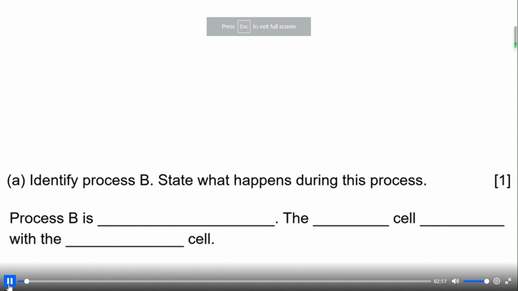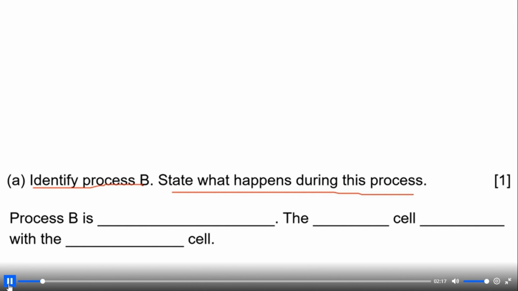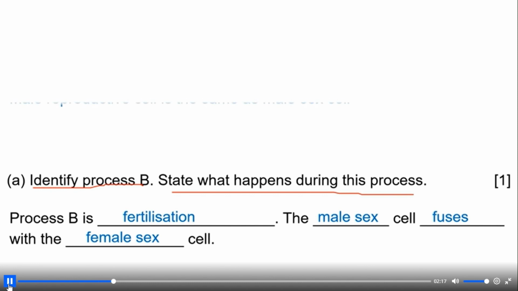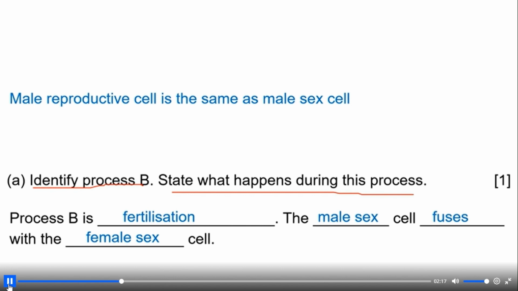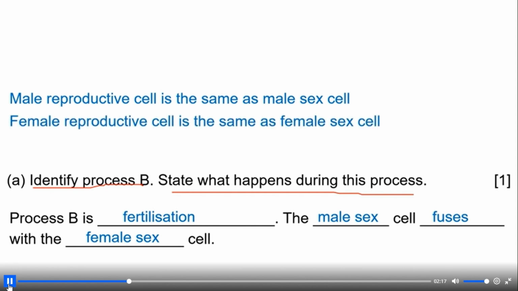Part A, identify process B, state what happens during this process. So based on the explanation, process B is fertilization. The second part of the question is to state what happens during this process, which is fertilization. So during fertilization, the male sex cell fuses with the female sex cell. Another way to call the male reproductive cell is actually male sex cell. And for the female reproductive cell, another way to call it is female sex cell.